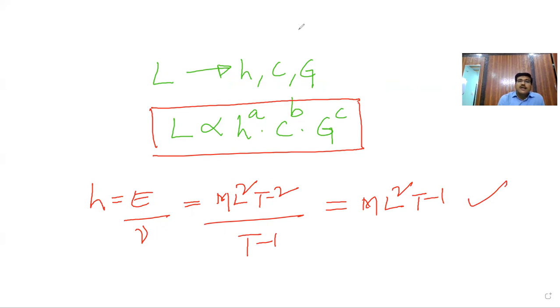Clear? And speed of light. Speed of light is having c. Dimension formula L T minus 1. Okay. Now G. G is the gravitational constant. Observe.